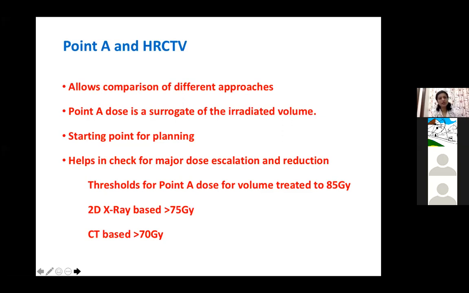So there have been various thresholds for point A which have been recommended. If you are treating a volume to 85 gray, you have to record the doses and keep in view the doses to point A. So if you're using a 2D X-ray based approach along with image guided, you have to see that the doses to point A should not be less than 75 gray. And if you're doing a CT based, it should not be more than 70 gray. For MRI adaptive brachytherapy, the point A doses should not be reduced to less than 65 gray. So they should be more than 65 gray, even with adaptive brachytherapy.